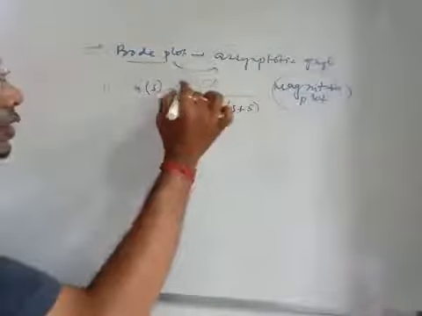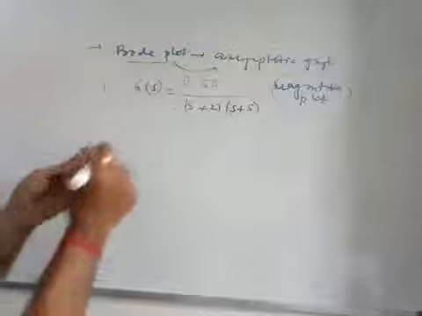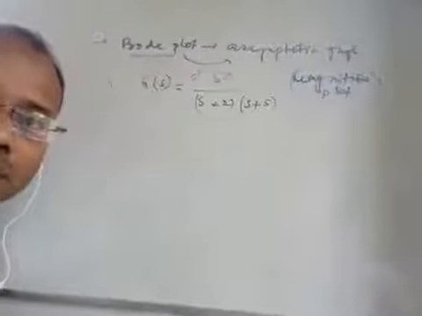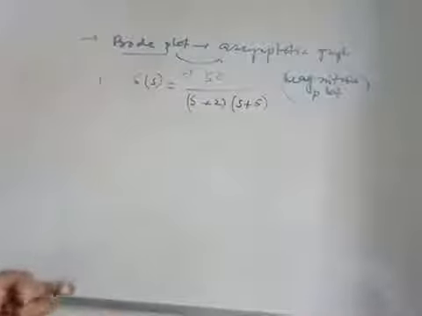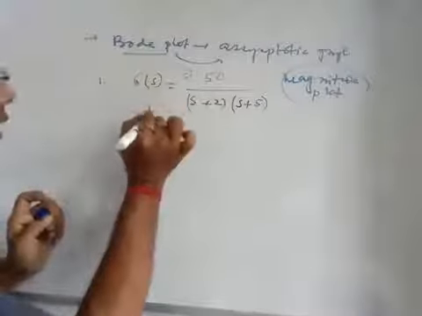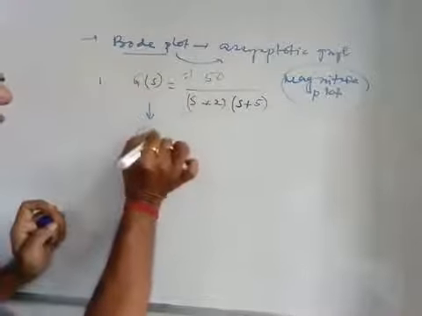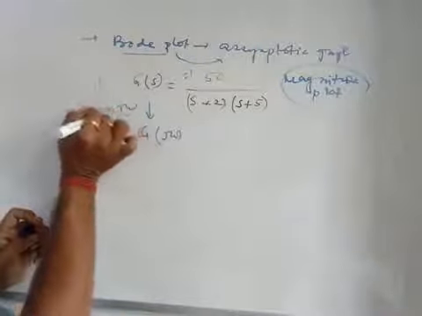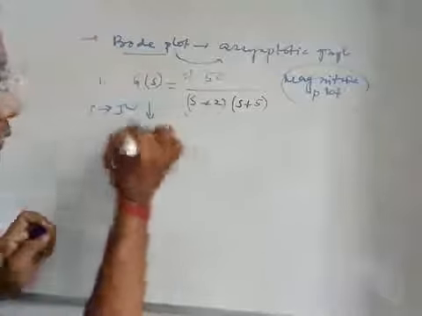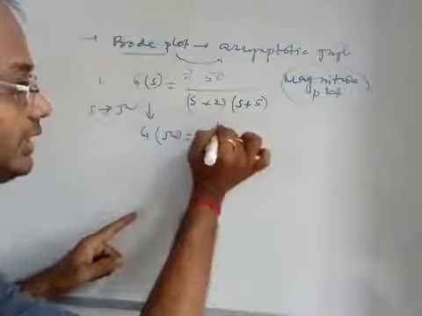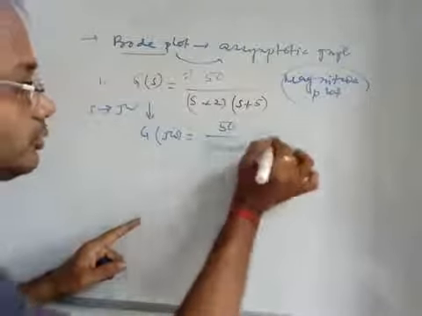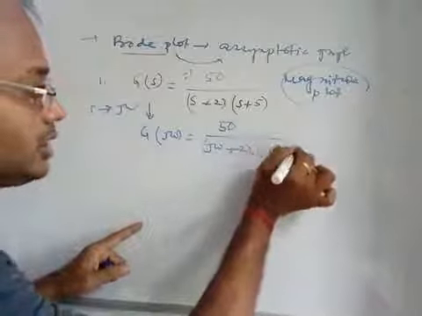So this is one kind of system given to you. Say G(s) is equal to 50 by (s plus 2)(s plus 5). This is a system transfer function given to you, right? Now what you have to do, first of all, we have to consider the sinusoidal transfer function, that is j omega. So put s is equal to j omega in this transfer function. So what we get is G(j omega) equal to 50 by (j omega plus 2)(j omega plus 5), right?